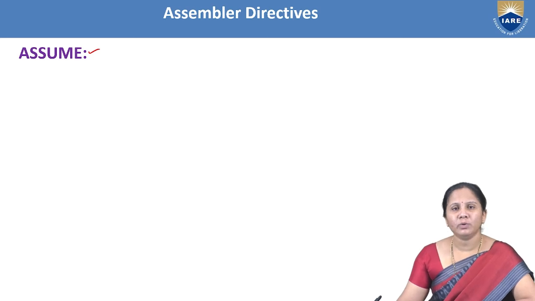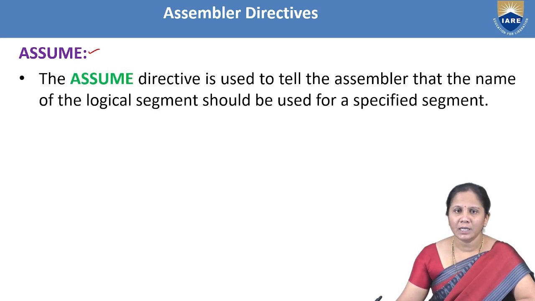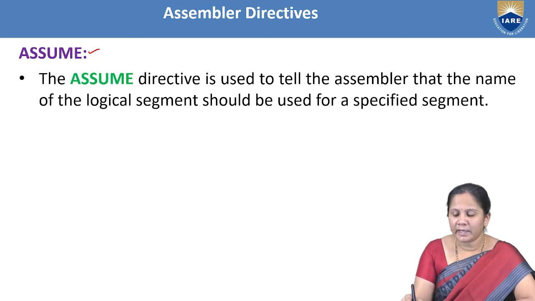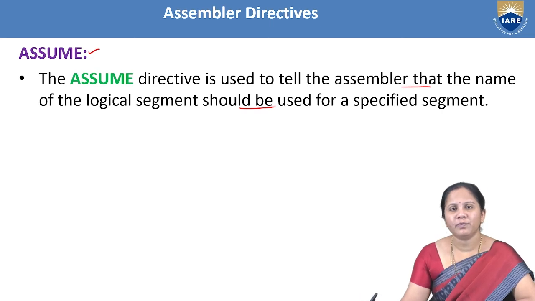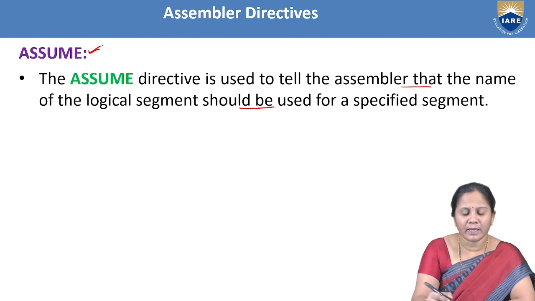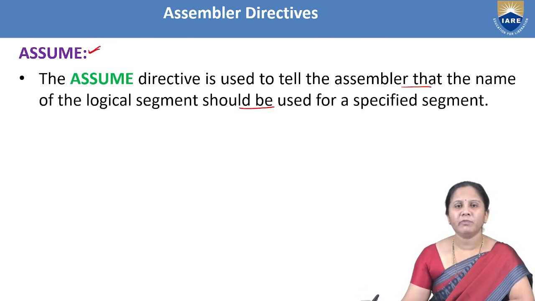ASSUME means it is going to assume the name of the logical segment. ASSUME is a directive which is used to tell the assembler the name of the logical segment that should be used for the specified segment. We know that in the 8086 microprocessor, there are totally 4 segment registers available: code segment, data segment, stack segment and extra segment. So ASSUME is an assembler directive which indicates the name of the logical segment that we are using in the program.